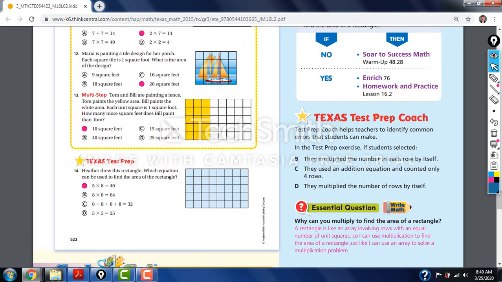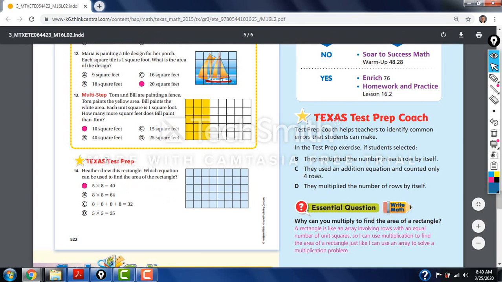Heather drew this rectangle, which equation can be used to find the area of the rectangle. Again, very simple. Look at your options. Area is too large here. This one shows another property here, and this one's not even close. So find your length, your width, you get 40. Okay, good job. Let's go into your homework now.